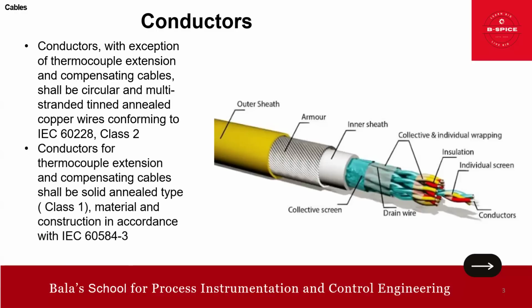Conductor for thermocouple extension and compensating cable shall be solid annealed type. Solid annealed type, that is class 1, and construction in accordance with IEC 60584 part 3. Just remember this. Normal cable, other cable: IEC 60228 class 2. Here, this is IEC 60584 part 3. This is about class 1 actually. This is the difference, right?